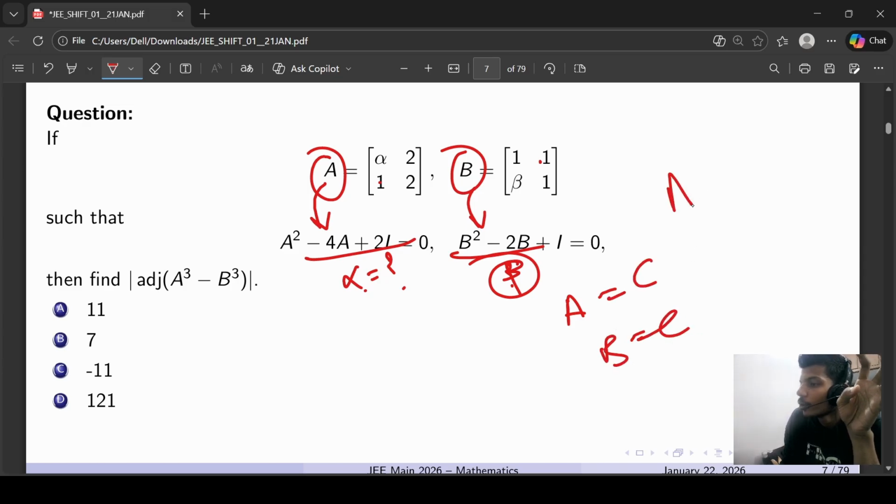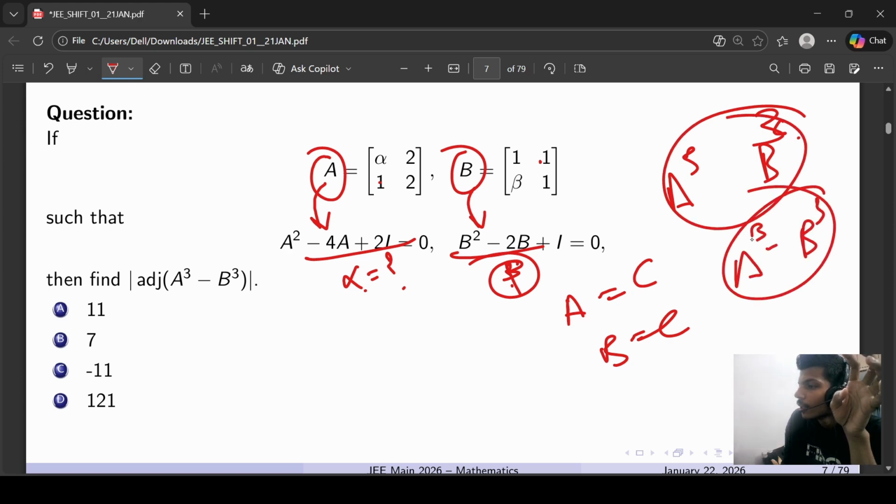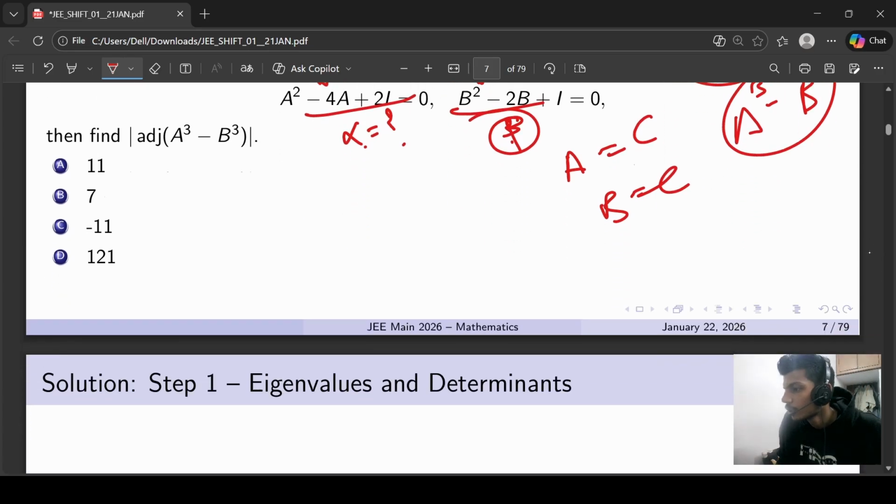Later on, we can find A cube and B cube. If we find A cube and B cube, we can simply find the difference. Later we can find the adjoint, or we can use one property also. Okay, let's go for the question.